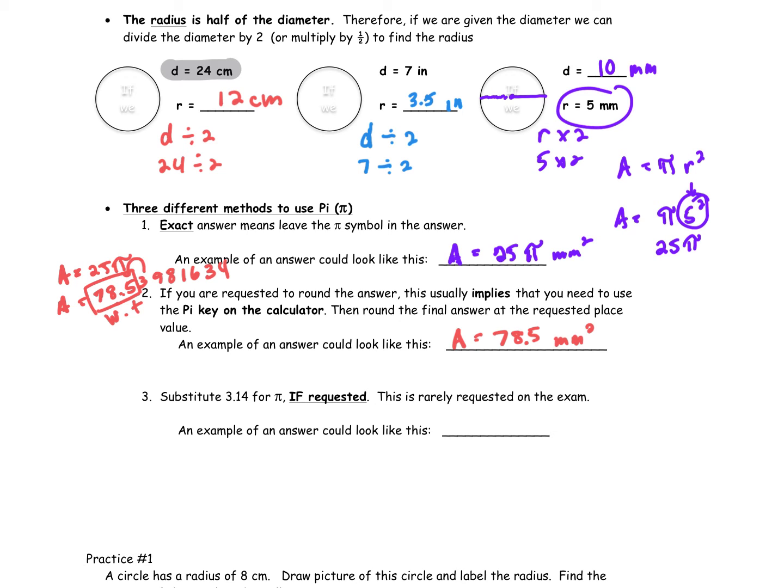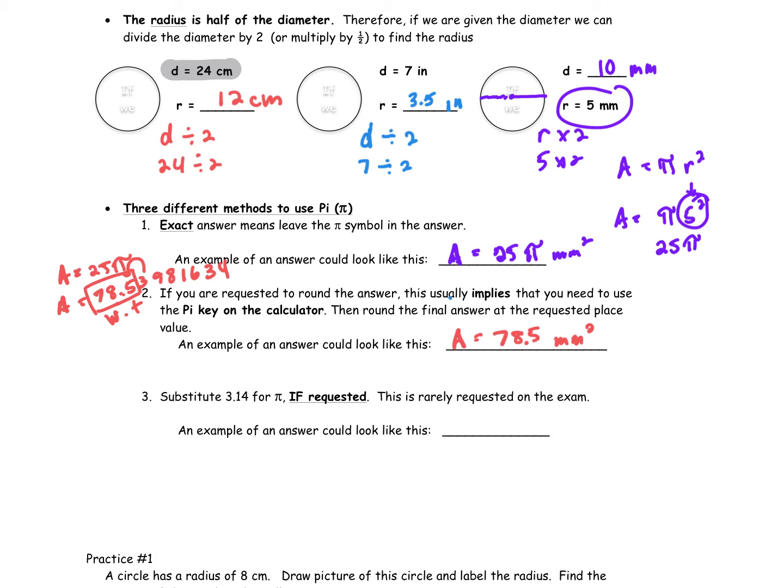So our final method we can use for pi would be to substitute 3.14 for pi if requested. And frankly, this is rarely requested on exams. They usually want you to use the exact answer, or what's called in terms of pi, or they want you to use the pi key and round. And using the pi key is probably as close as we can come with our calculator to the exact answer. So let's go ahead one more time, and we're going to do our third version.